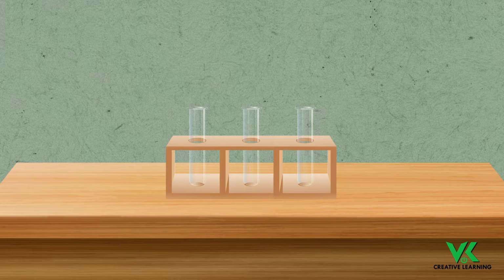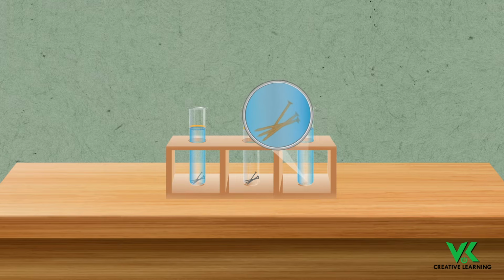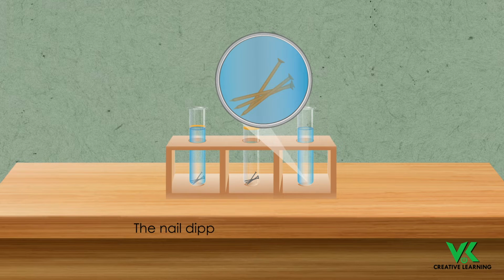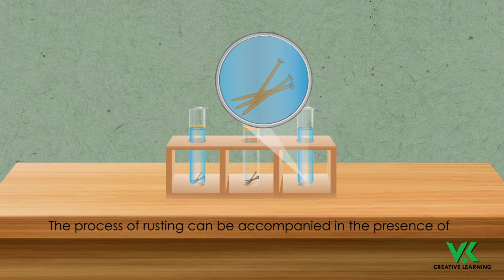Let's understand the corrosion process with an experiment. Take 3 test tubes and dip a nail in all the 3 test tubes. Fill each with tap water, distilled water, and oil with calcium chloride. Then we can observe that the nail dipped in tap water gets rust. So, the process of rusting can occur only in the presence of water and oxygen.